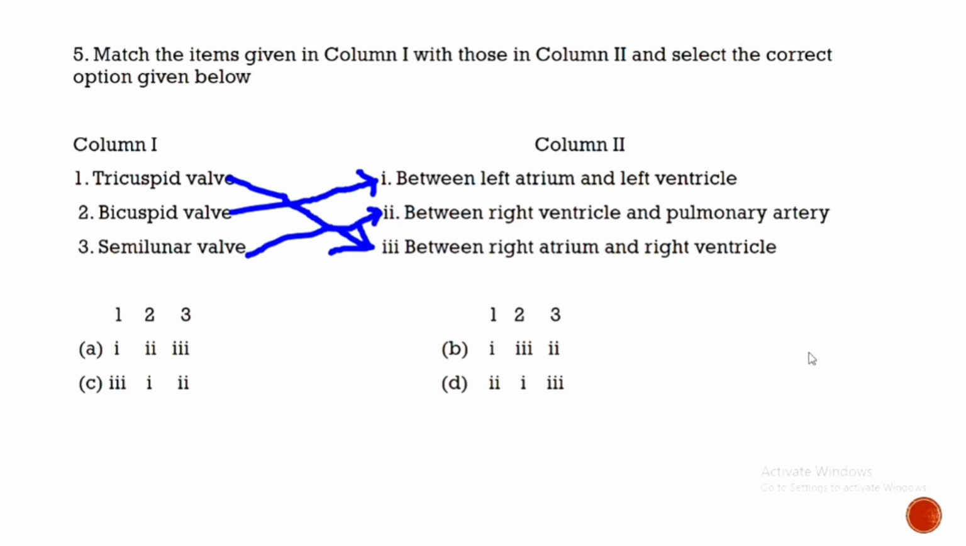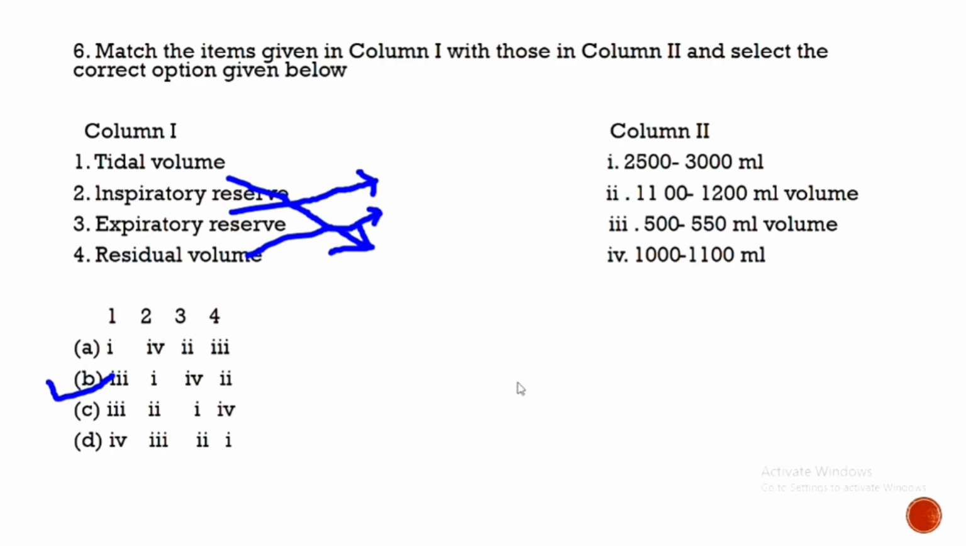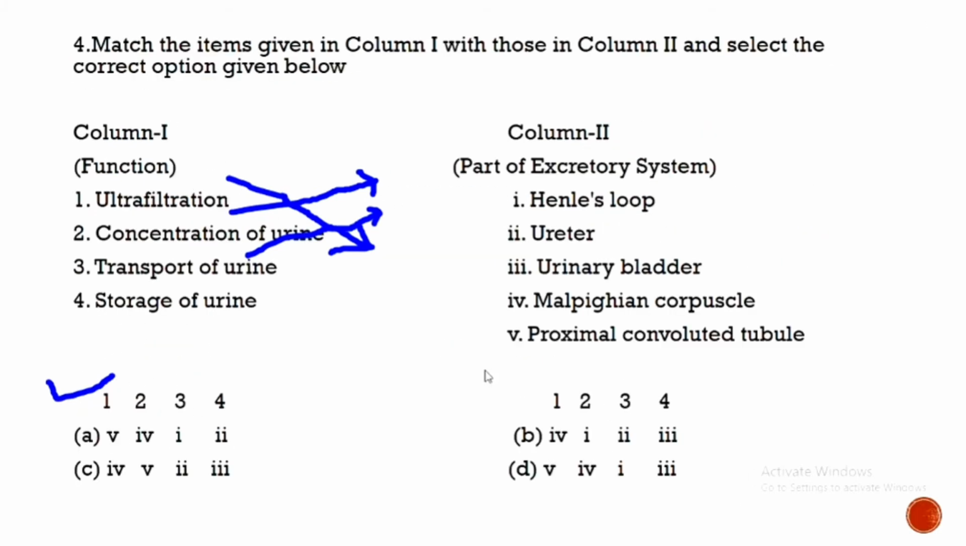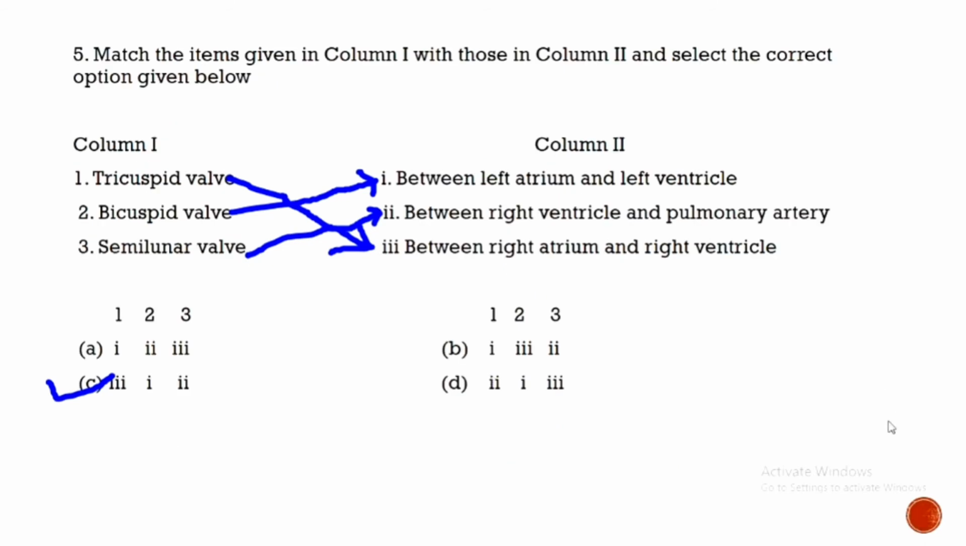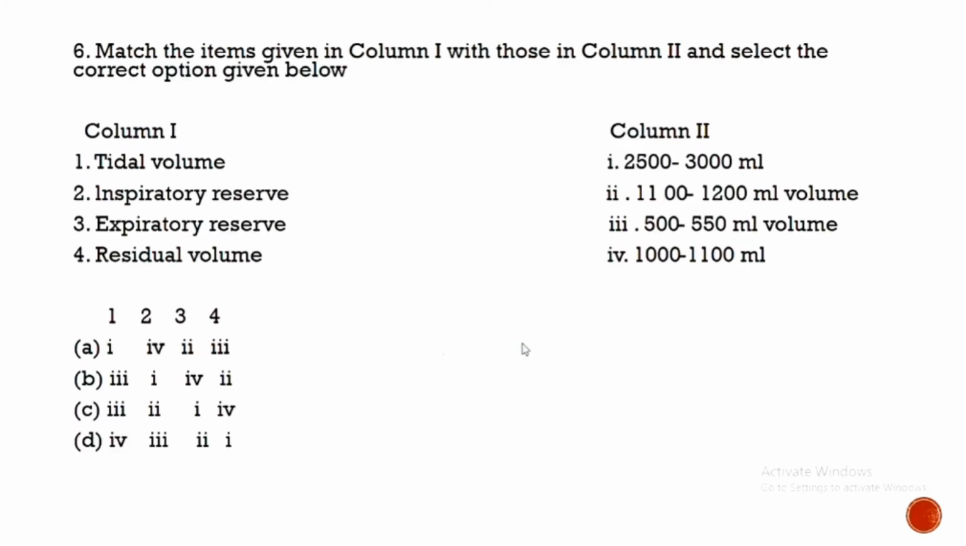From this, which is the right option that matches all these items? We have to select it now. 1 is matching with 3, 2 is matching with 1, and 3 is matching with 2. So the right answer will be option C. Now coming to question number 6.